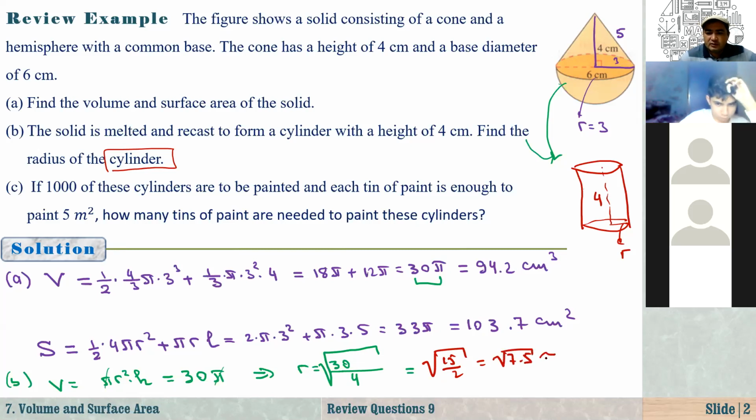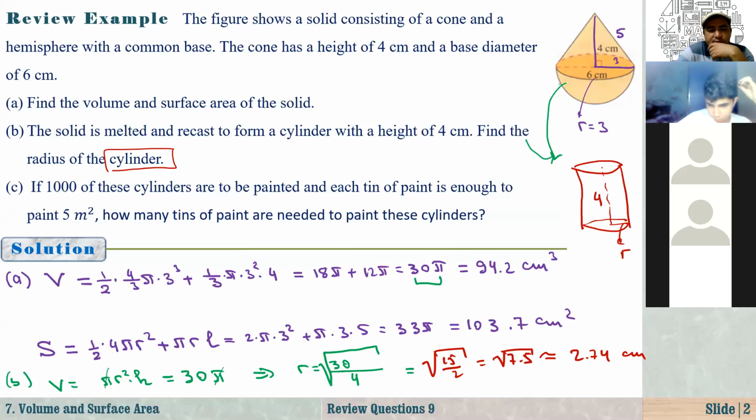All right. So r is the square root of 7.5. That's equal to 2.74. 2.74 centimeters corrected to 2 decimal places. To be exact, the square root of 15/2. Anyway, the radius of the cylinder is 2.74 centimeters corrected to 2 decimal places.